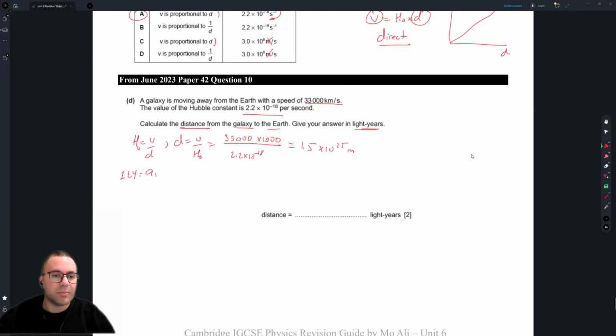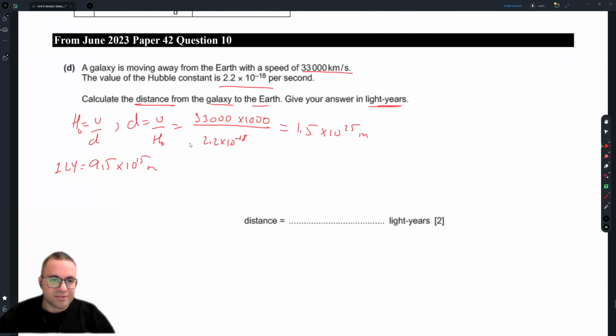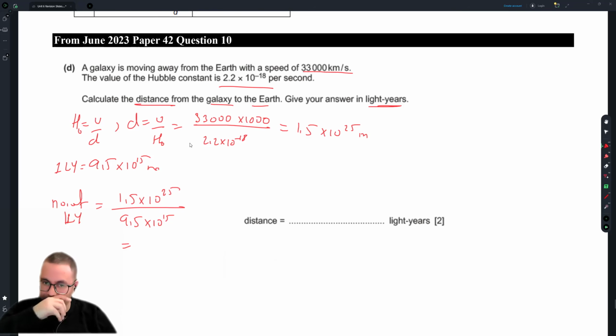So how do I get the number of light years? Well, if you have the total distance and the distance of 1 light year, the number of light years, I'll just call it LYs, is the total distance divided by 1 light year. 1.5 times 10 to the power of 25 divided by 9.5 times 10 to the power of 15. Why did I change it from kilometers to meters? Because my light year value is in meters. So I can't divide kilometers by meters, right? I can't do that.